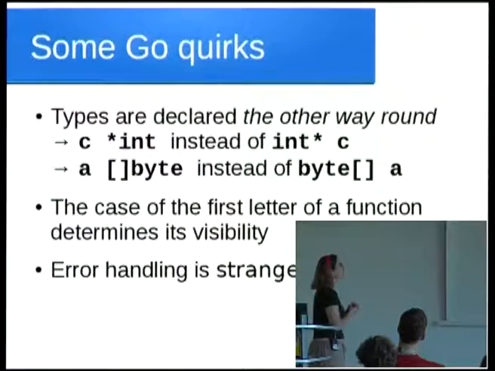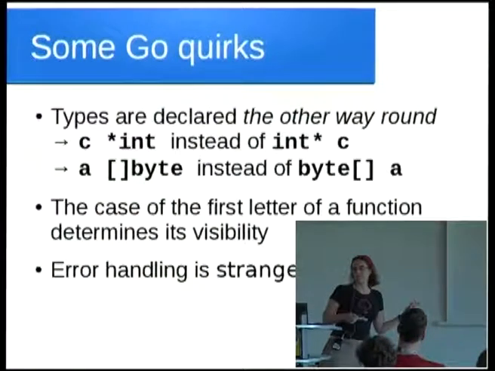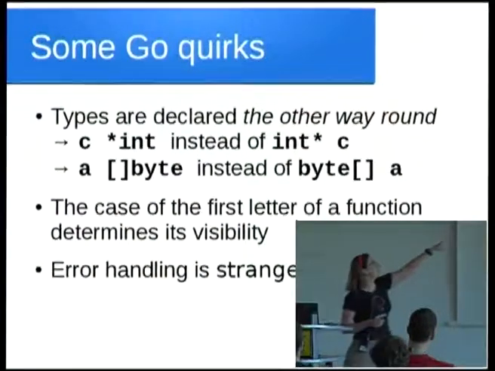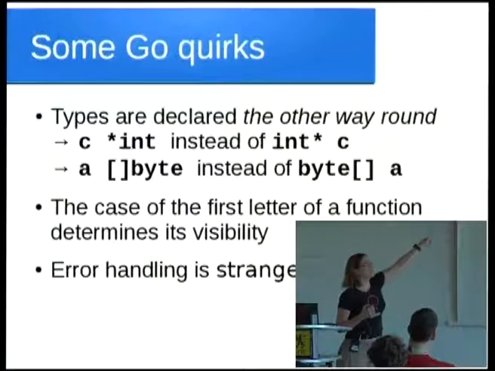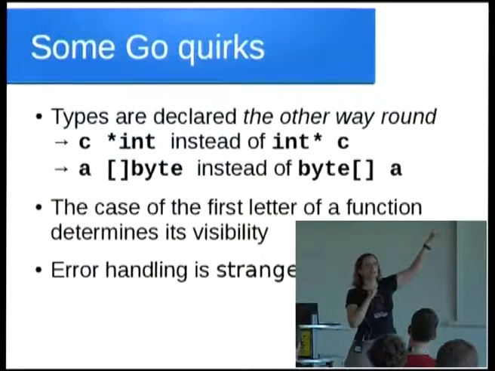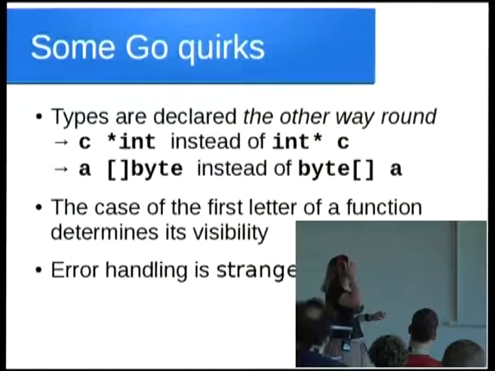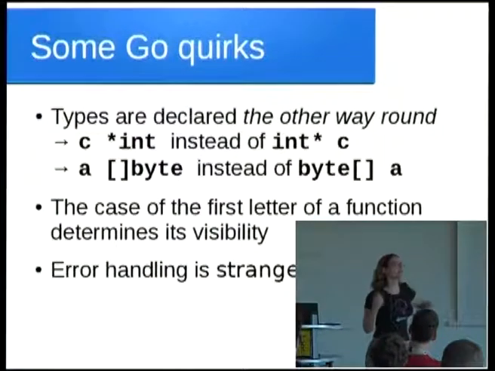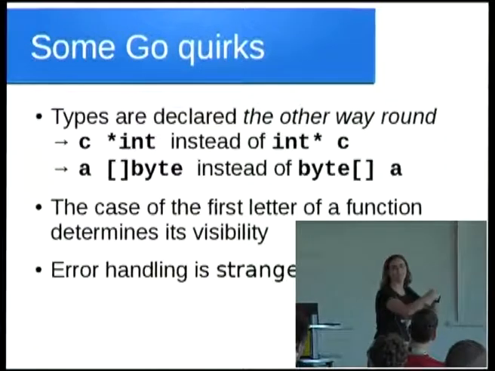But there are some quirks. Because I didn't have any types there, it didn't look weird. But the types are declared exactly the other way around from how they are declared in C. So instead of int star c, which is a pointer to an integer, it's first the variable name and then star int. So the idea is that you read this aloud: c is a pointer to an integer. And that's how the order goes. The same for arrays, which in Go are called slices, but you can think of them as arrays. a is an array of bytes. So it goes the other way around.